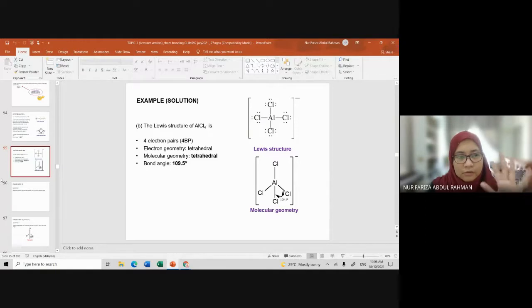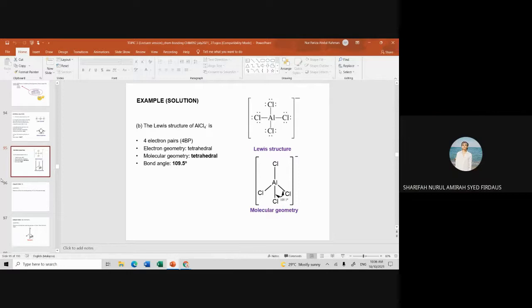Please do not forget, you have to memorize the basic electron geometries. In total, we have 5 electron geometries. Please take note that electron geometry is based on the electron groups surrounding the central atom. So we have linear, trigonal planar. What else after trigonal planar? Tetrahedral.